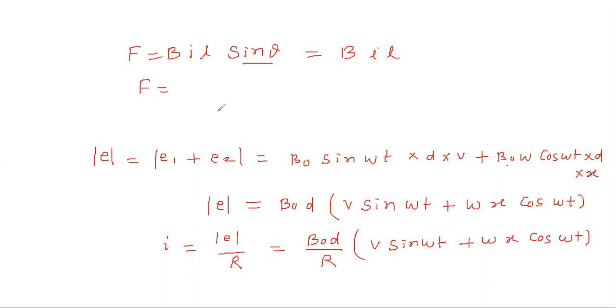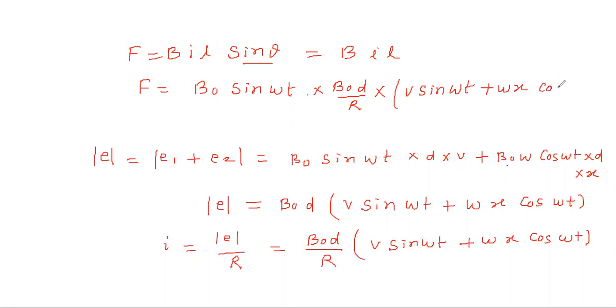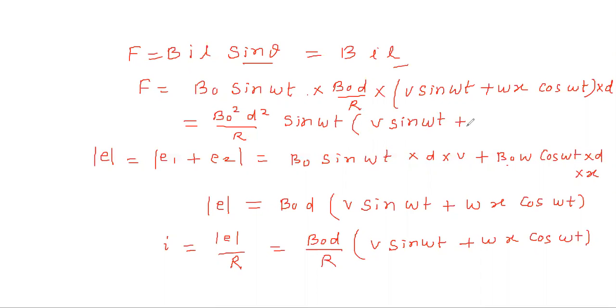So F equal to the value of B0 sin omega t in magnitude times I, which is B0 D divided by R times V sin omega t plus omega x cos omega t, into the length of AB, which is D. So this will give B0 square D square divided by R sin omega t times V sin omega t plus omega x cos omega t, which is our answer.